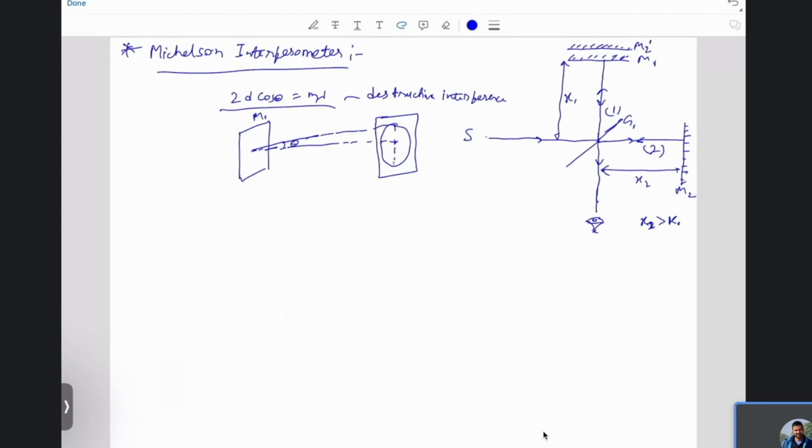Now, this theta can be very small in some cases, and accordingly the theta will vary from, suppose, 0 to some angle, and accordingly you will get rings at different locations.